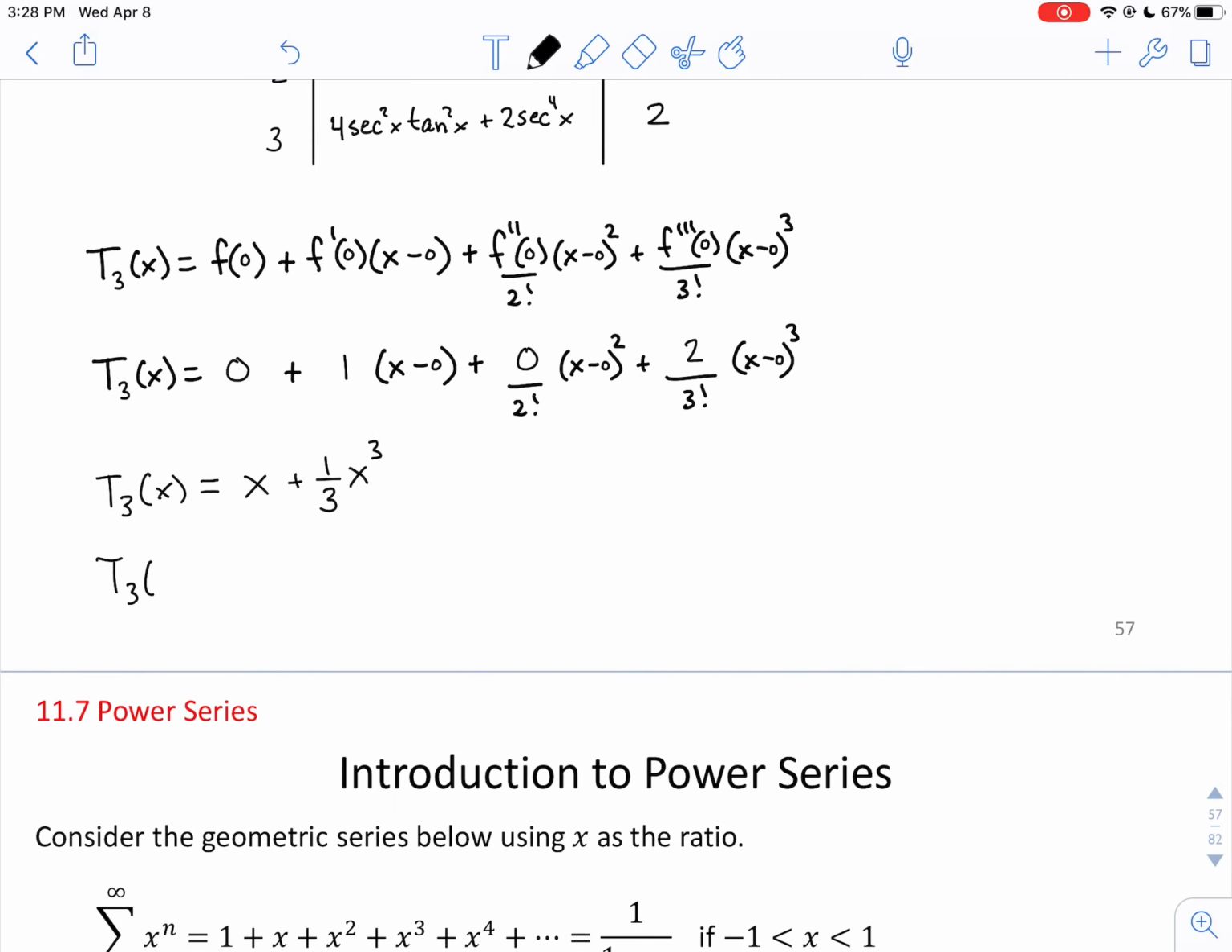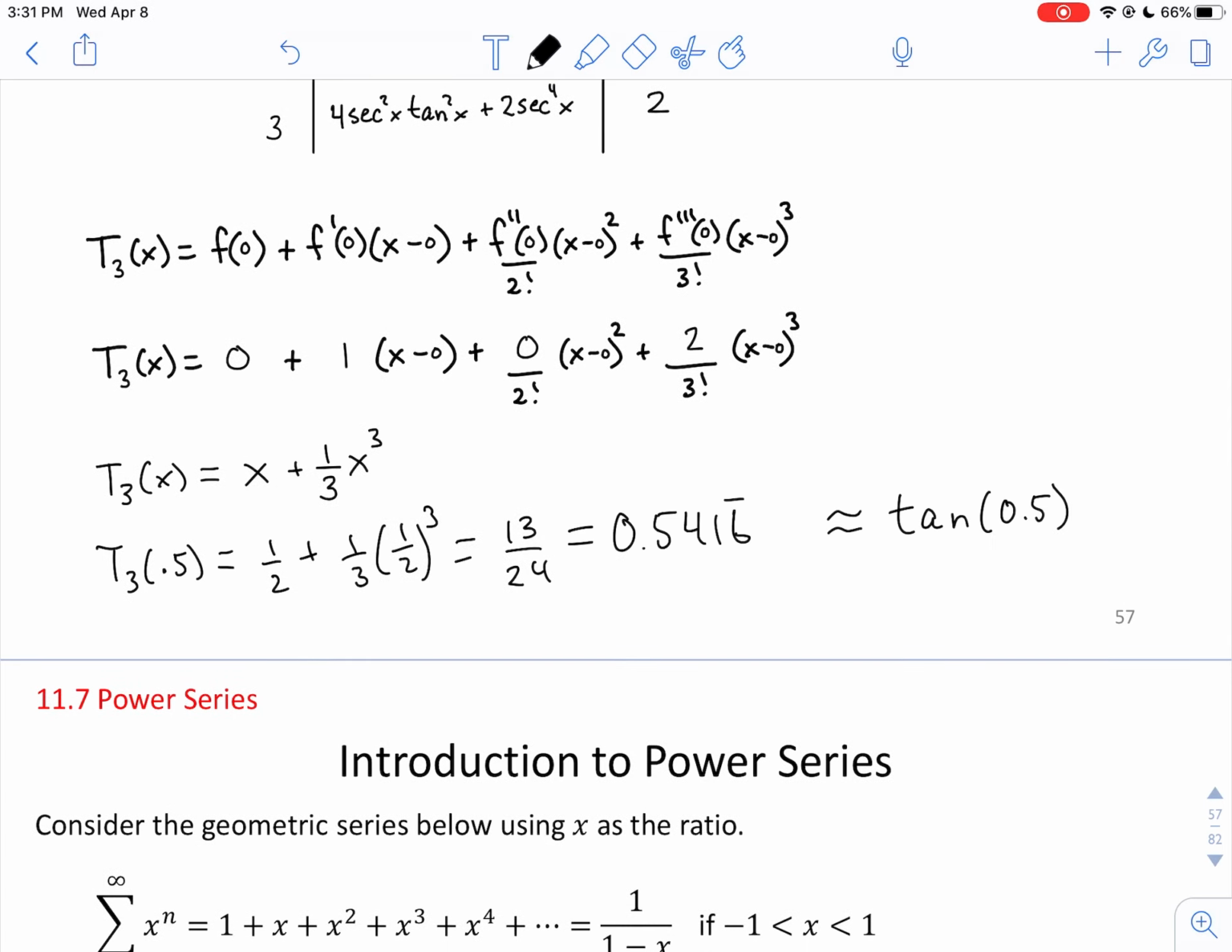T sub 3 of 0.5, which is 1/2. So plug 1/2 into both these x's, cube the 1/2, you get 1/8, times a third gives you 1/24, and add that to 12/24 gives us 13/24. So the claim is that 13/24 will be approximately equal to the tangent of 0.5.